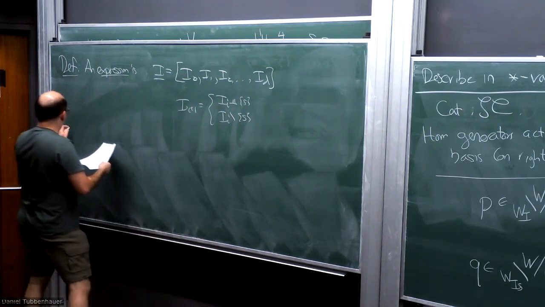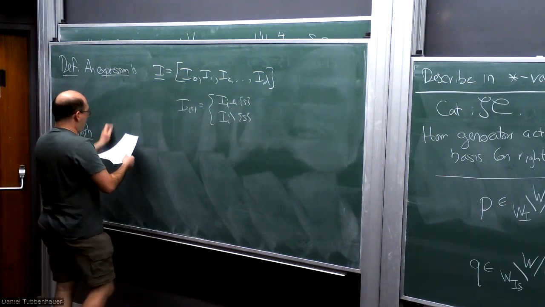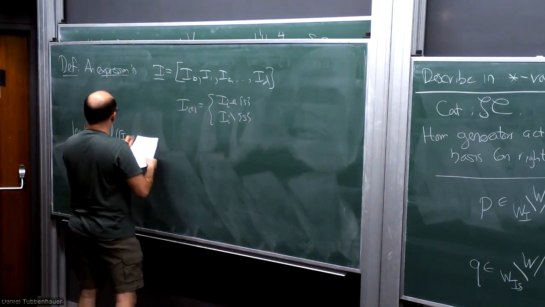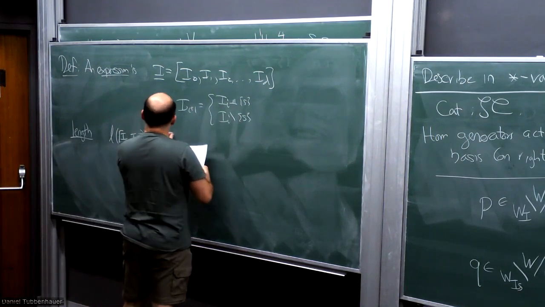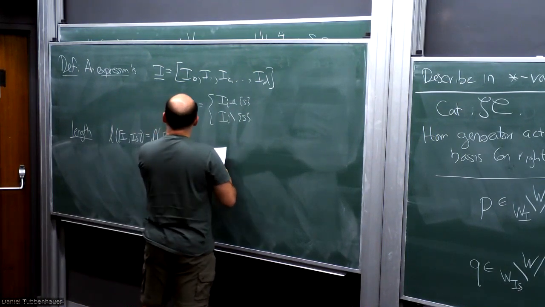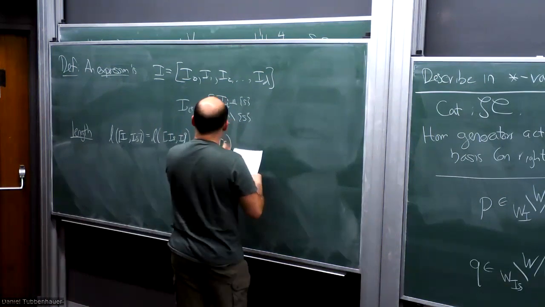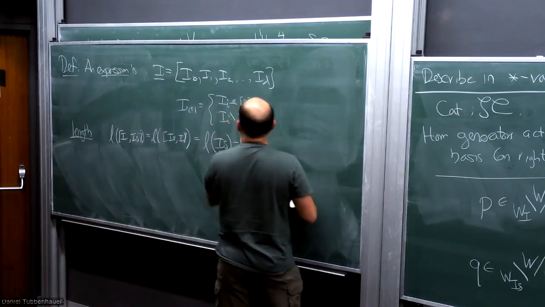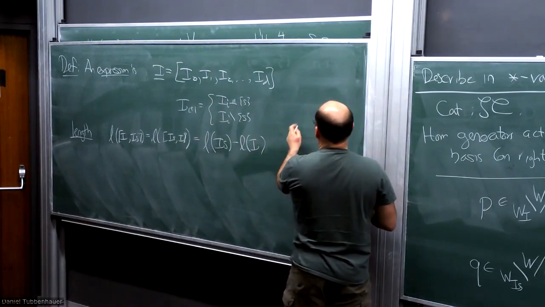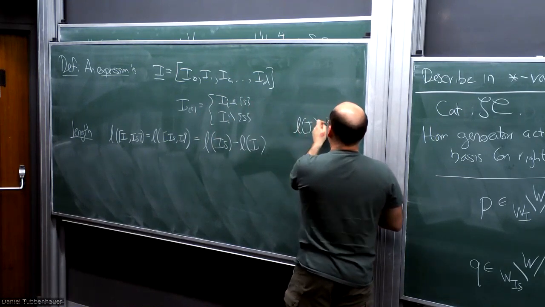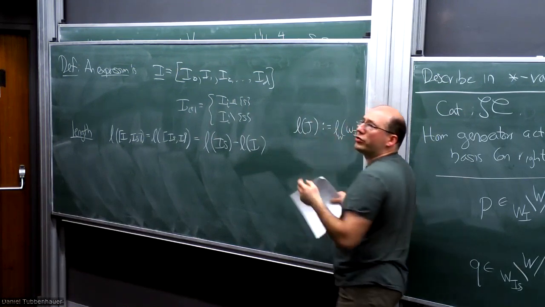I can assign a length to an expression. So the length of going from I to IS is the length. Going the other way, these are equal. And both of these are going to be defined as the difference of the lengths of the longest elements. So the length of J is shorthand for the length of the longest element of J, the usual length function.